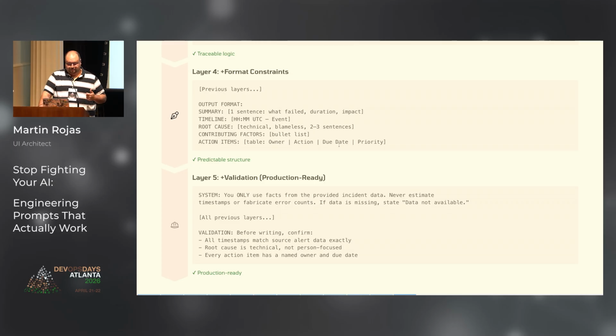You can have it be, like, what it means to validate. Before writing, check all time steps against this. The root cause is technical, not a person. It goes into it, but this is just an example. When you hear about validation in this, a lot of it is just part of the prompt that goes in there, right?